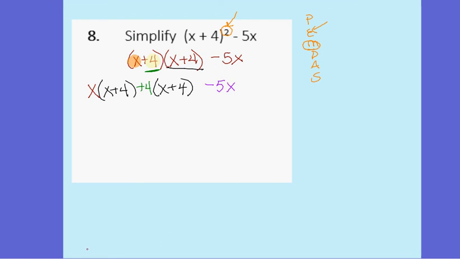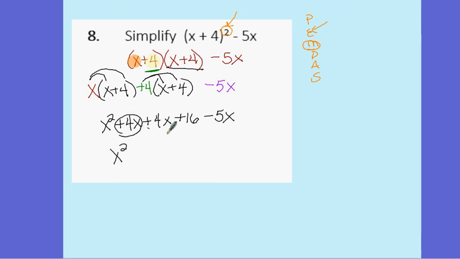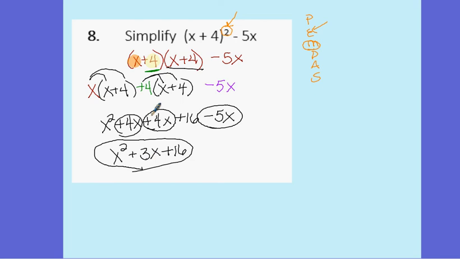Now let's distribute. We now have x squared plus 4x plus 4x plus 16 minus the 5x. I have x squared in my final answer. 4x plus another 4 is 8. But now 8 minus 5 is 3x plus 16. Here's our final answer in standard form.